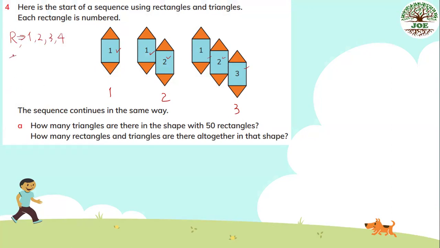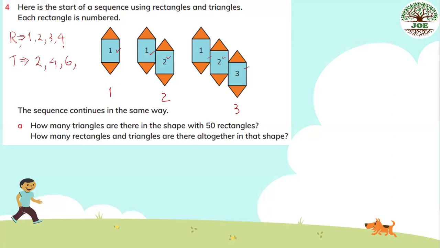And let's count our triangles. First position, two triangles. Second position, four triangles. Third position, six triangles. So triangles increase by two each time: 2, 4, 6, the next one will be 8. Rectangles increase by one each time. So the sequence continues in the same way.